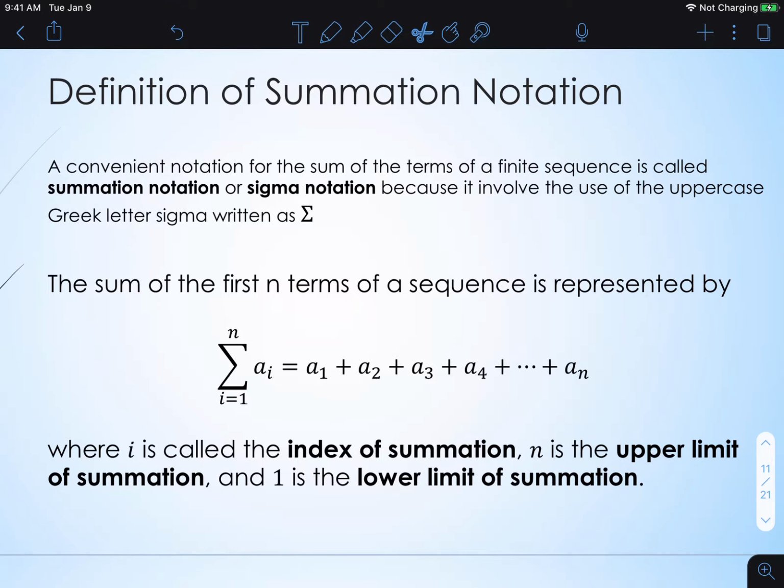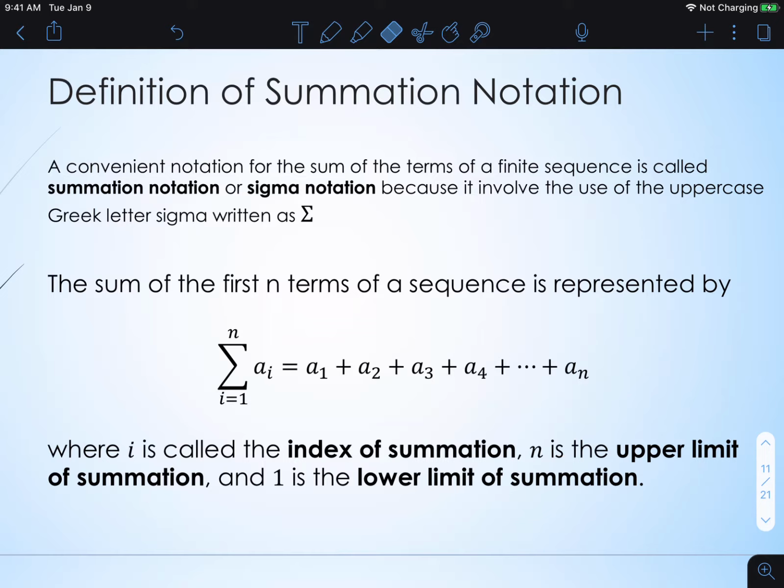So now we're talking about the definition of summation notation. A convenient notation for the sum of the terms of a finite sequence is referred to as summation notation. We also call it sigma notation. And the reason why is because we use the uppercase Greek letter sigma, which looks kind of like a capital E right there. And that is sigma, and we use it as a framework to create this thing called sigma notation. So let's just describe it this way.